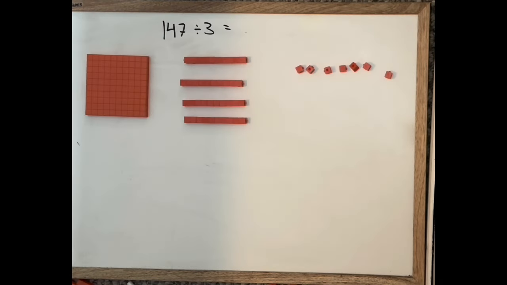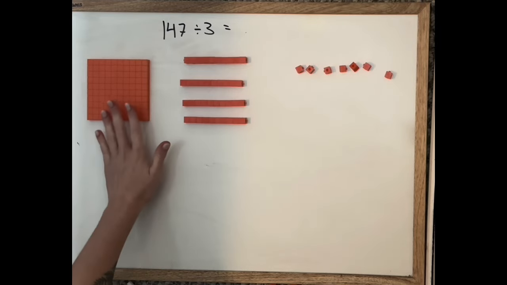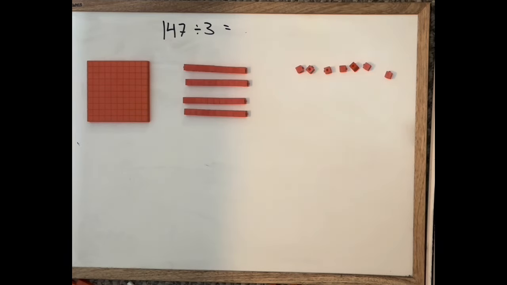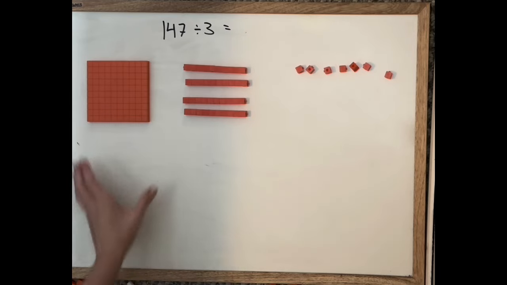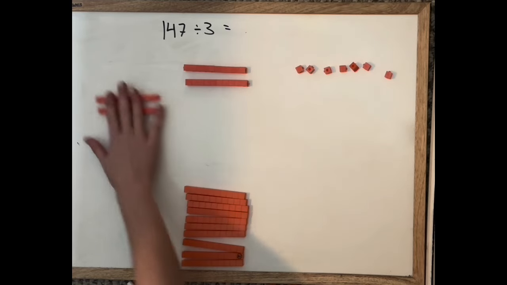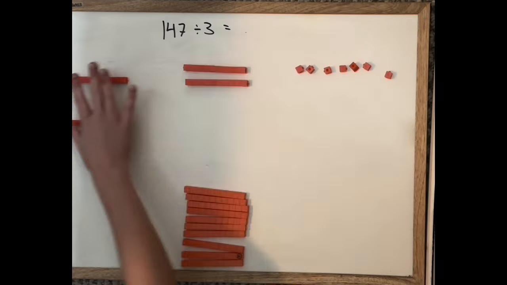Next, I will be modeling concretely. My equation is 147 divided by 3. Here I have 1 flat, 4 rods, and 7 units to represent 147. Now I have to break it into 3 equal groups, meaning I will have to exchange my flat for 10 rods. Now I can start breaking it into 3 groups.